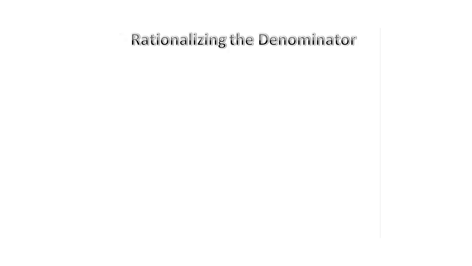Alright, for this lesson I'll show you how to rationalize the denominator. So let's start off with a radical. Let's say we have the square root of 2 times the square root of 3. When you're multiplying radicals, you can actually simplify it. So in this particular case, I can combine this into just one radical.